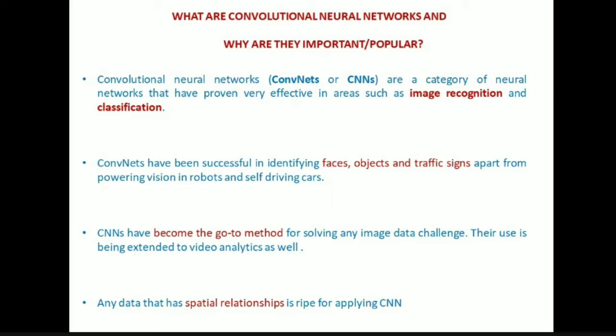In self-driving cars, what should it do? The camera should capture the images, the camera should capture the video. In all those kinds of things we are going to use convolutional neural networks. CNNs have become the go-to model for solving challenges related to image data. And also remember, the use of convolutional neural networks has been extended to video analytics also.